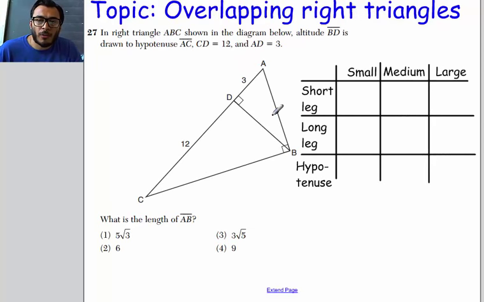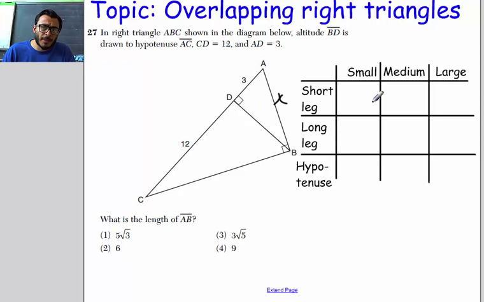So for number 27, we have ourselves overlapping right triangles question. And for this question, we are being asked to find the length of AB. So I'm going to go ahead and label AB X. All right, now, what I like to do with these questions is make myself a chart. So for the columns, I got small, medium, large. And what that means is I have a column for the small triangle, the medium triangle, and the large triangle. And then on the rows, I got short leg, long leg, and hypotenuse. And that's because each individual triangle comes with a short leg, a long leg, and a hypotenuse.